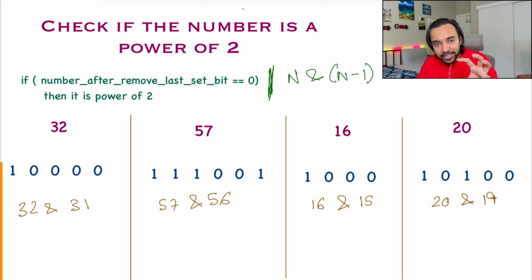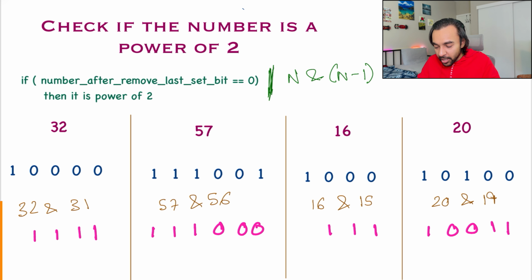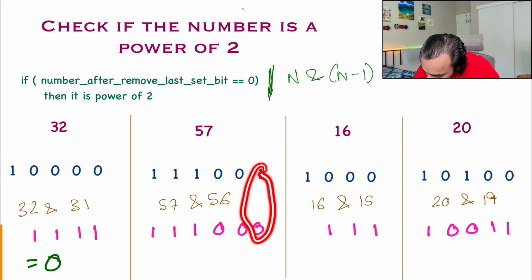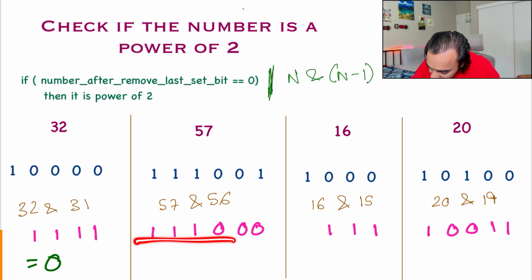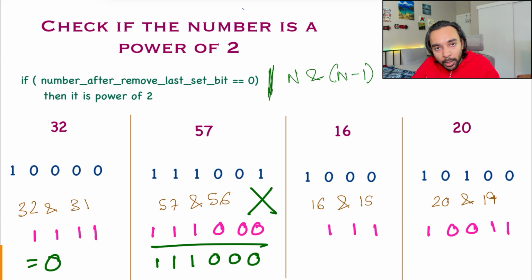Now, if I represent these numbers in binary, 31 will be 1, 1, 1, 1, 1. Similarly, 56 is going to be 1, 1, 1, 0, 0, 0. 15 is going to be 1, 1, 1, 1. And 19 is going to be 1, 0, 0, 1, 1. When you do an AND operation, what will happen? This entire thing becomes 0. What about this? 1 and 0, this becomes 0. And all of the other things remain the same. So the result I get is 1, 1, 1, 0, 0, 0. Hence, this is not a power of 2.